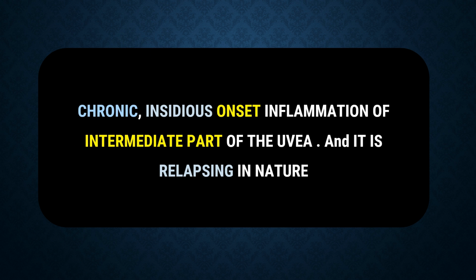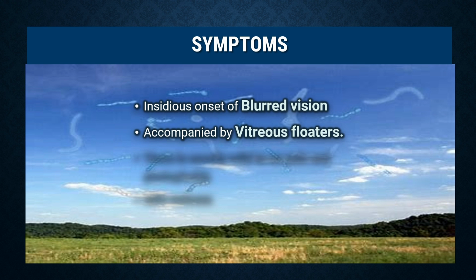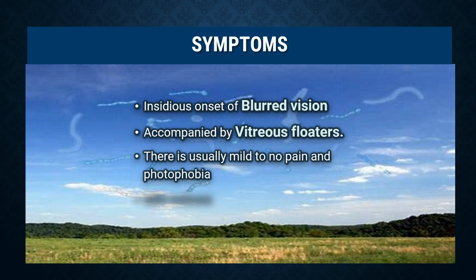Moving on, let us now discuss some important symptoms and signs of intermediate uveitis. So what are some important common symptoms that the patient presents to us when they have intermediate uveitis? The first common symptom is an insidious onset of blurred vision, and most of the time it will be accompanied by the presence of vitreous floaters. Okay, so blurred vision and vitreous floaters are very important symptoms of intermediate uveitis.